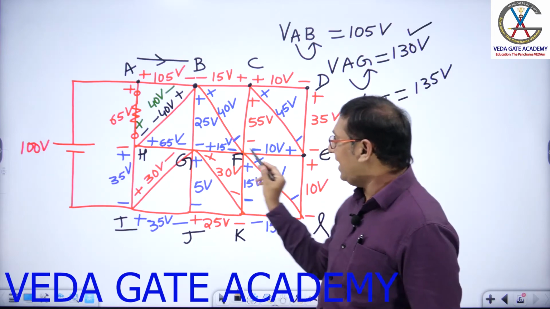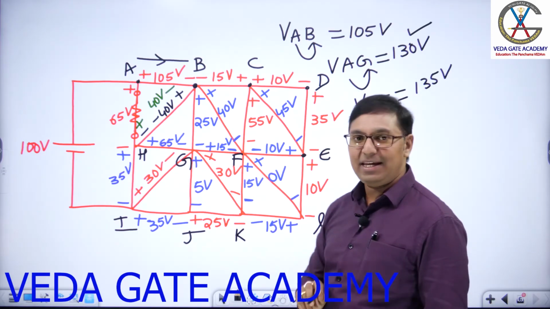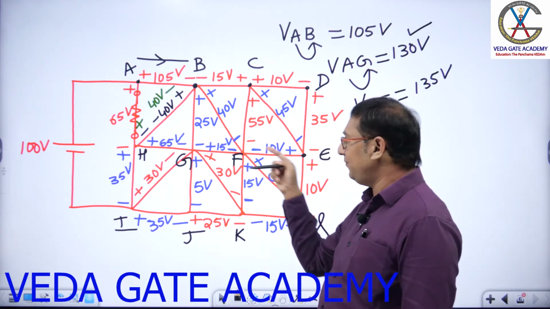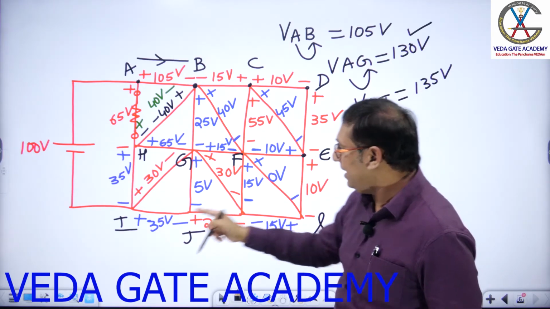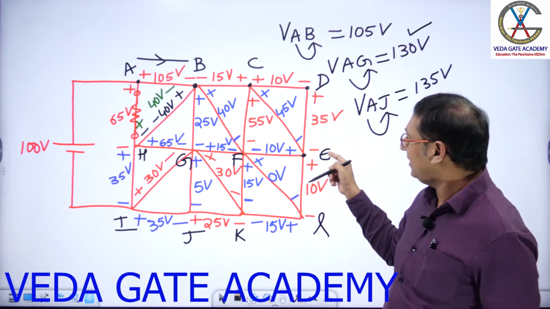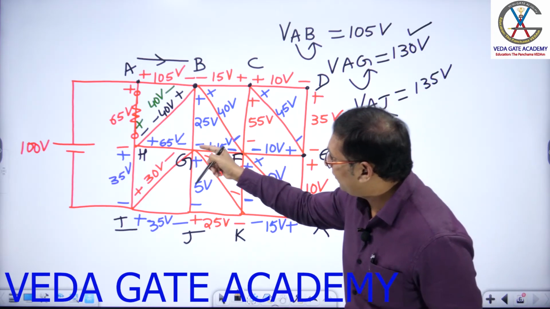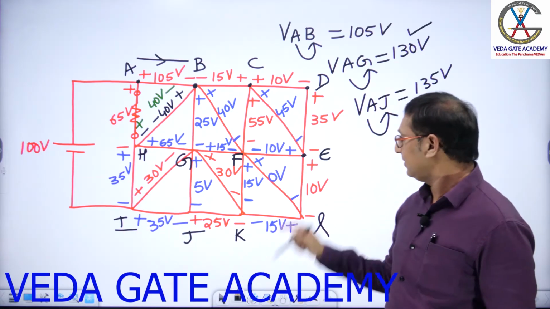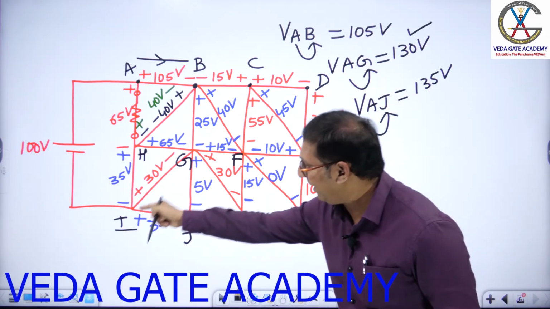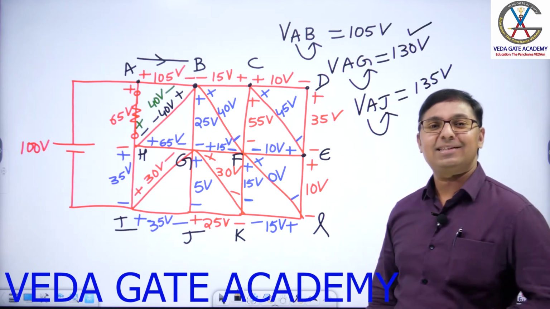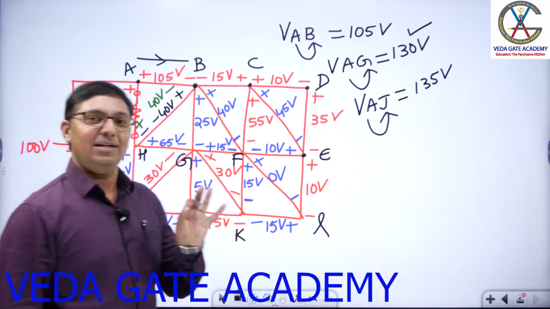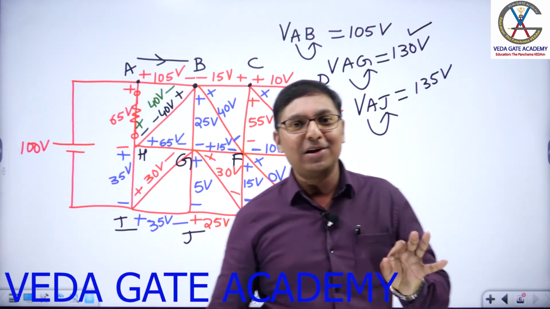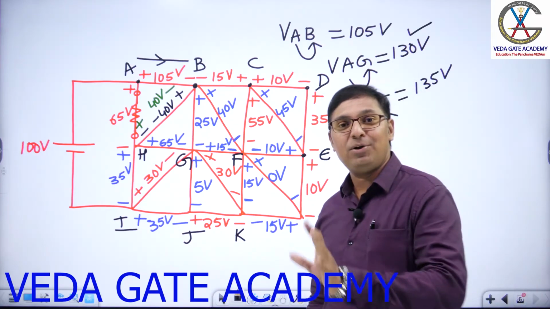What is VHF? Start at H, go to F following KVL sign convention. Plus 65 plus 15. Hope you got the point. What is VEI? Shortest path you prefer? Yes. Plus 10, minus 15 and minus 30. Like this, you can calculate all the branch voltages. Yes or no? All the branch voltages can be calculated with the help of the second statement of KVL.